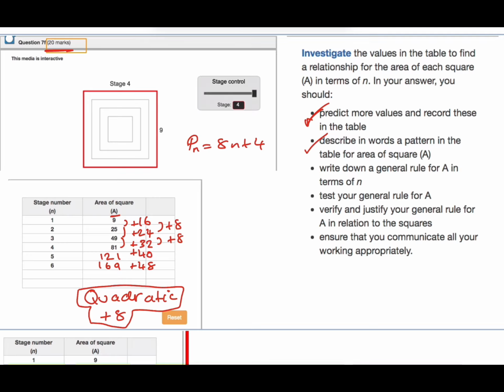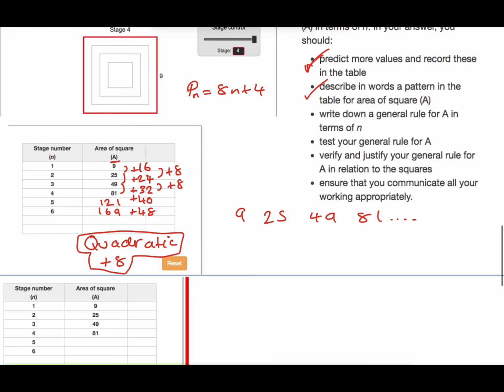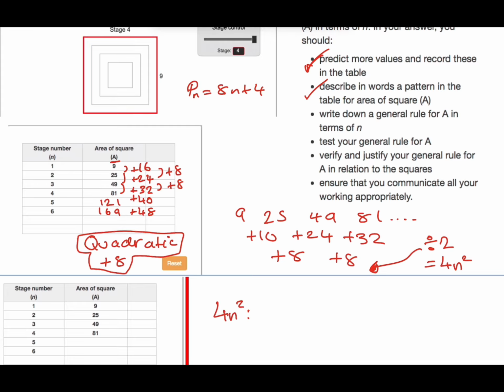Okay, so if I have 9, 25, 49, 81, I need to work out now what is the rule for this. So I'm going to write what we wrote before. That's my difference, and it has a second difference of plus 8. So whatever your second difference is in a quadratic, we divide that by 2, and that lets us know what goes in front of the n squared. Okay, so 4n squared, what does that produce? You basically times your square numbers by 4.